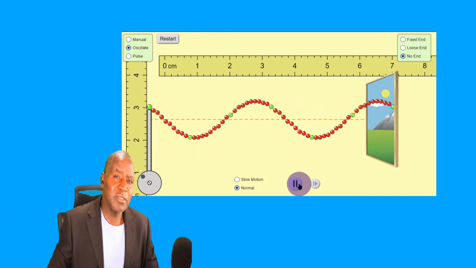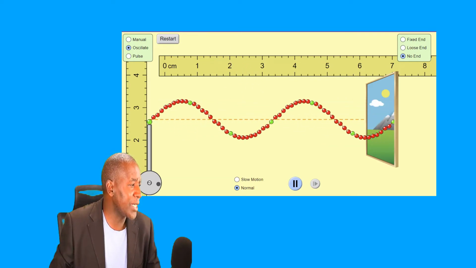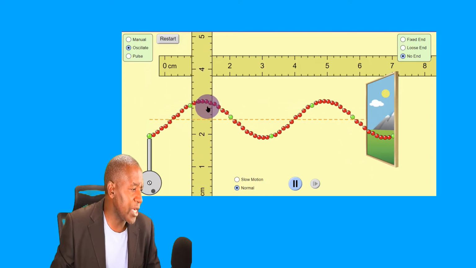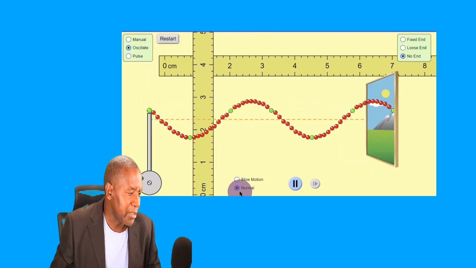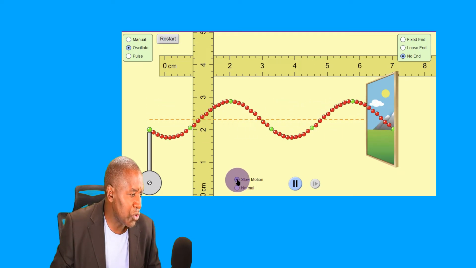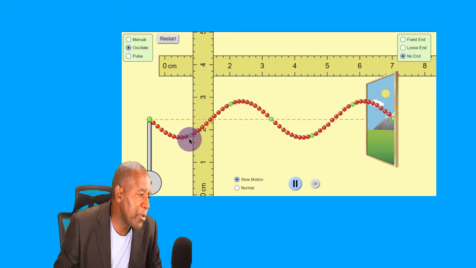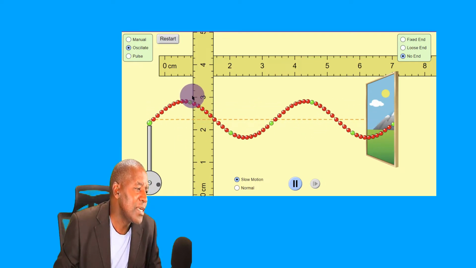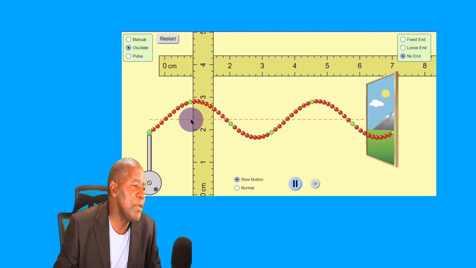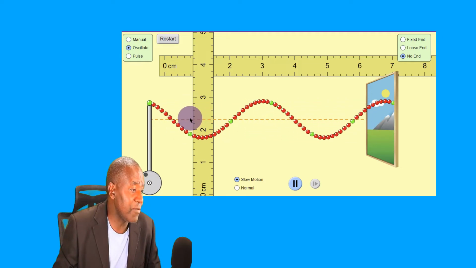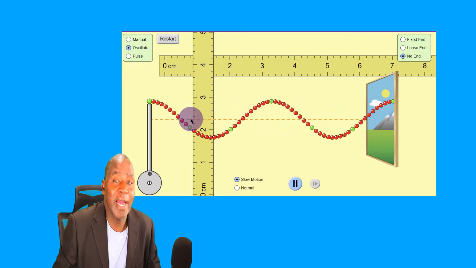But the particles of this rope, for example, let's look at this green particle here at the middle. You can see there is a green particle here. Let me see whether I'm able to slow motion. Yes, that is a slow motion. I want you to consider this particular particle. All it does is to move up and down about a certain mean position. This is the average or equilibrium position. And the particle is just moving up and down.